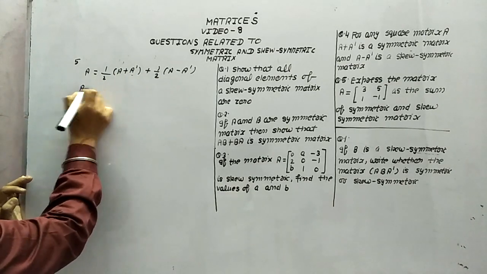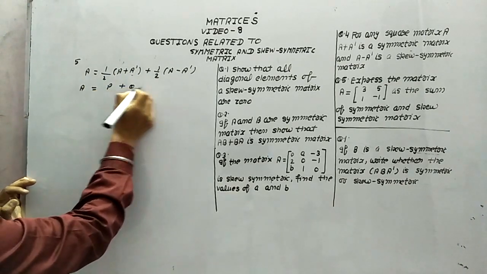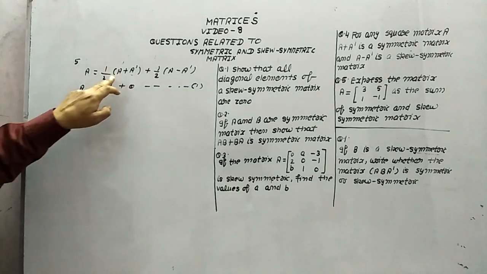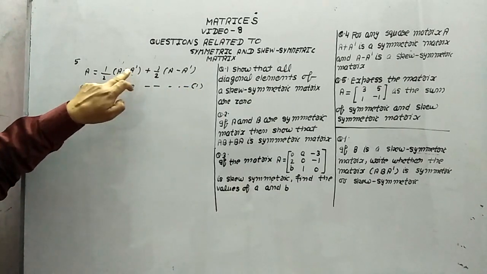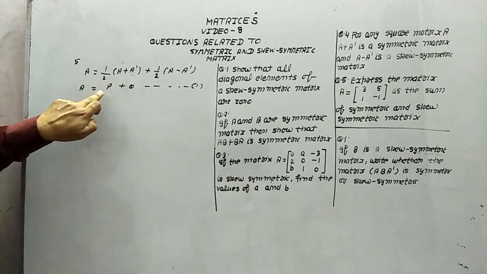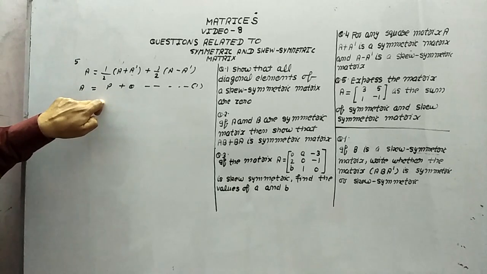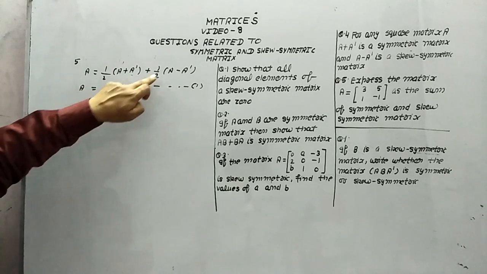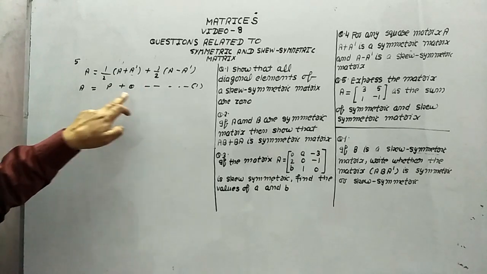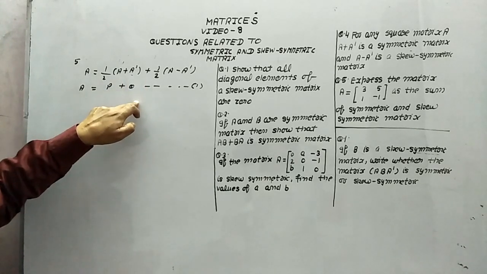That's why first we will take A is equal to P plus Q. This is equation number 1. As we know that A plus A dash is always a symmetric matrix, so whatever portion of this thing is equal to P, it will represent the symmetric matrix, and portion Q will represent the skew-symmetric matrix, and this will be the sum of symmetric matrix and skew-symmetric matrix.